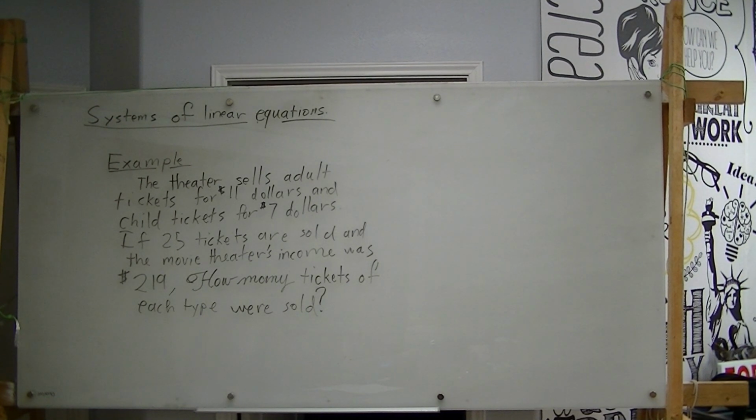So here we go. The theater sells adults tickets for $11 and child tickets for $7. If 25 tickets are sold and the movie theater's income was $219, how many tickets of each type were sold?